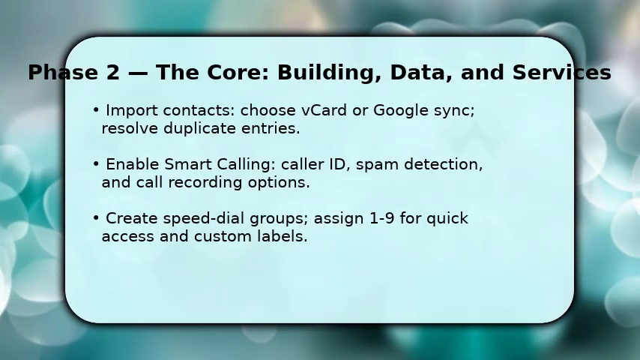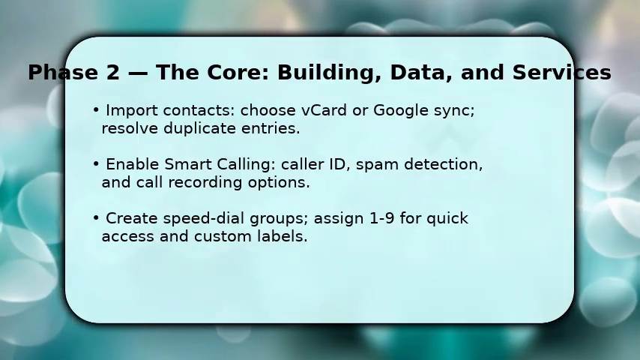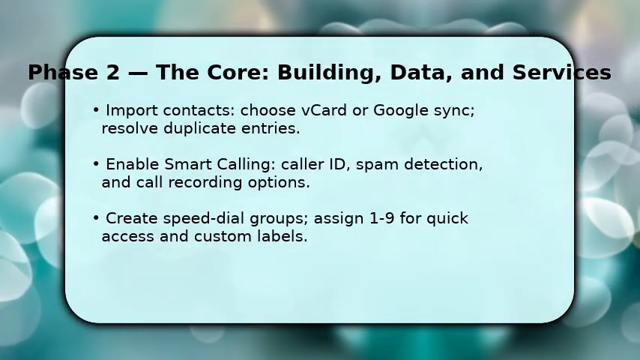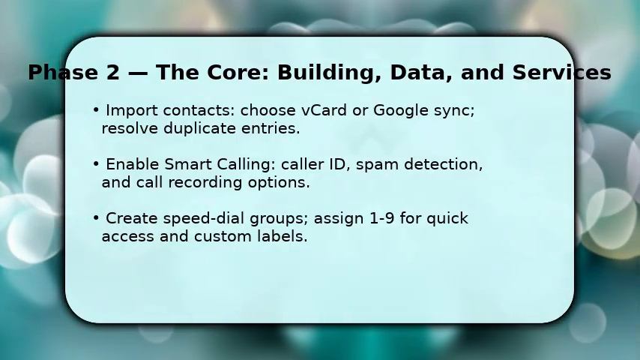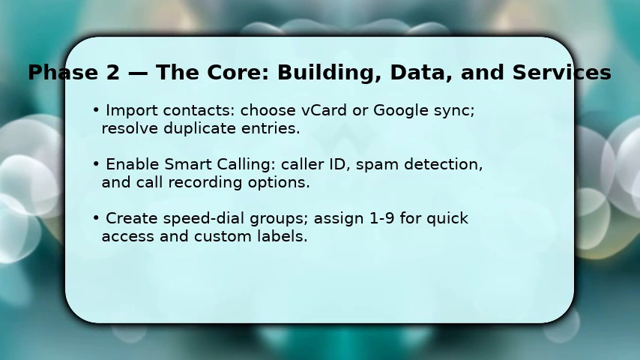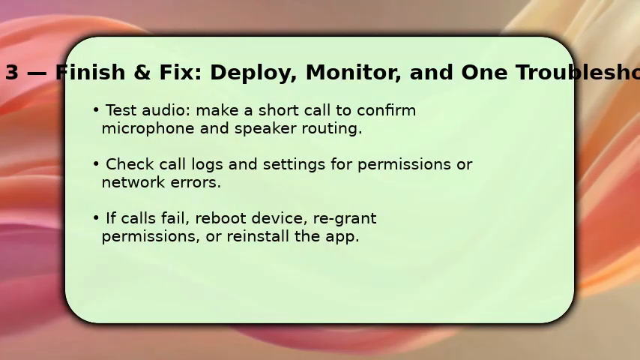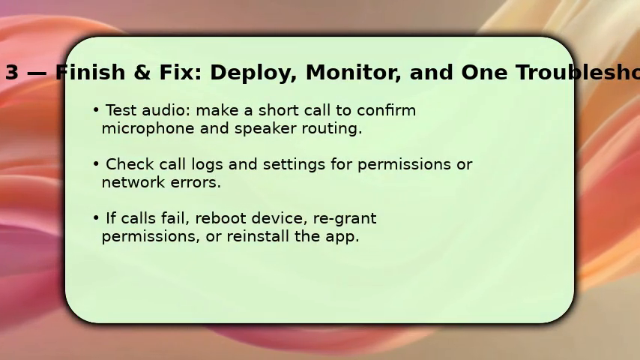After that, build speed dial groups and assign digits 1 through 9 to priority contacts. This gives instant access. Finally, test by placing a call to a saved contact and observe the UI prompts. You finish by verifying everything works end-to-end.